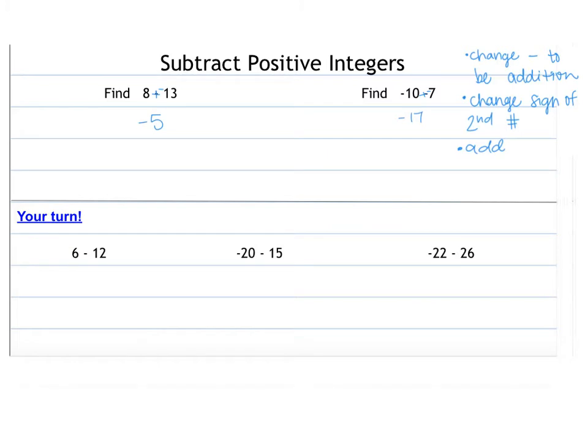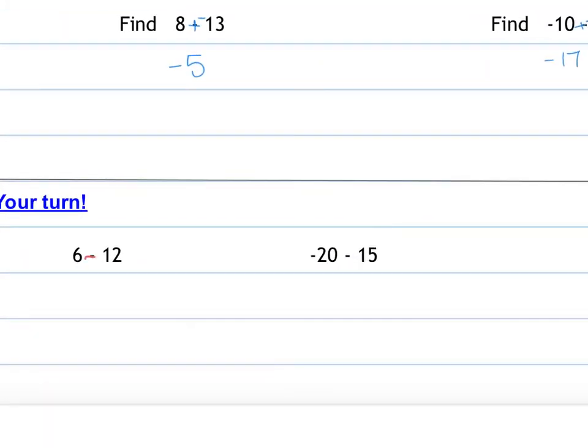All right, so we have 6 minus 12. Well, change it to be addition. Change the sign of the second number. Since it was a +12, we're making it a -12. Now, since the signs are opposite, we need to subtract. 12 minus 6 is 6. We have more negatives, so our answer is a -6.